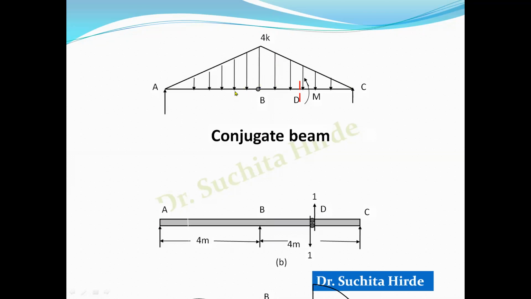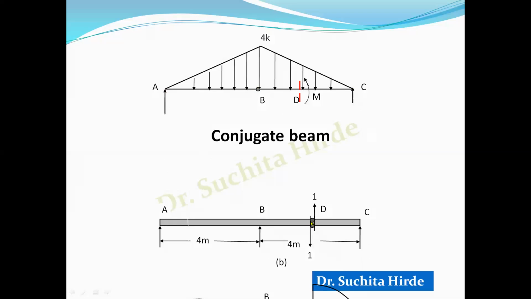So the conjugate beam is an imaginary beam which is loaded with the M by EI diagram. This is the first step to draw the conjugate beam, that is to draw the load. And the second step is to modify the reactions. Here it is a simple reaction, so here also it will be a simple support. Simple supports remain as simple supports in the conjugate beam. This is also a simple support. It will remain as a simple support in the conjugate beam. This is an intermediate support. An intermediate support becomes an intermediate hinge in the conjugate beam.